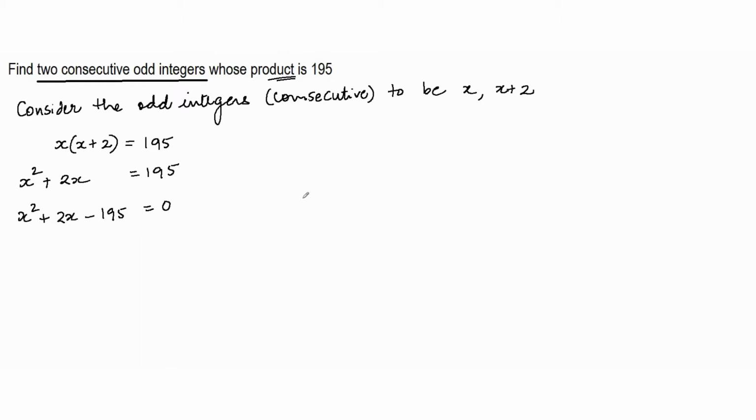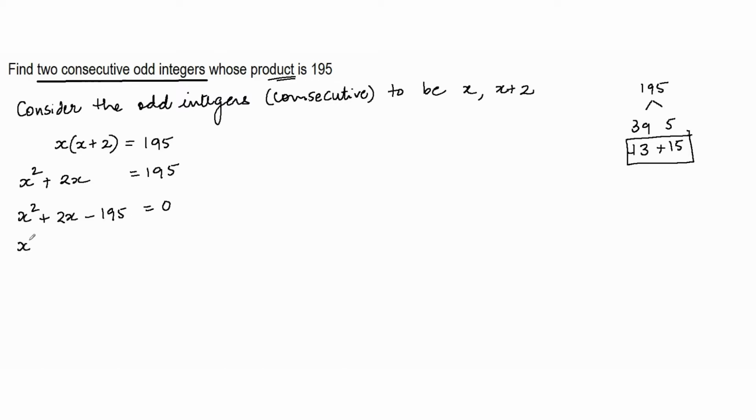Now I have to find two numbers whose product is 195. So let us start splitting 195. 195 can be written as 39 fives, but that doesn't give me a sum of 2. I can divide this by 3, so it becomes 13, and multiply 5 by 3, it becomes 15, and I think this is the right combination. The sum is positive, which means the larger number is positive and the smaller one is negative.